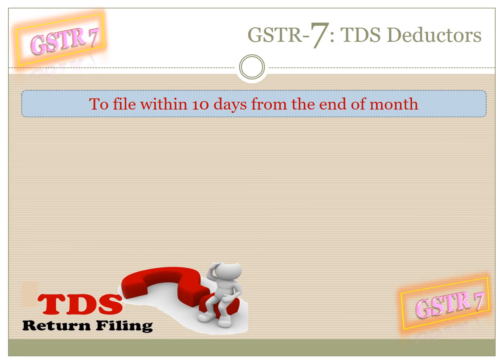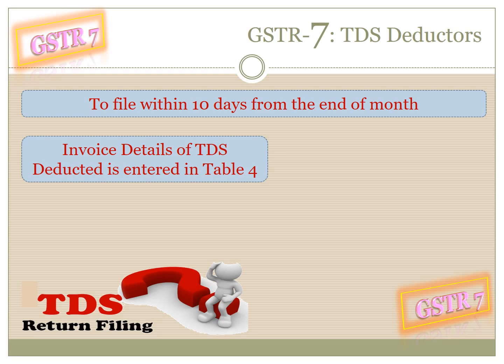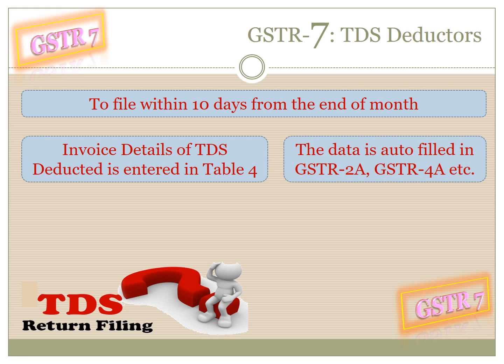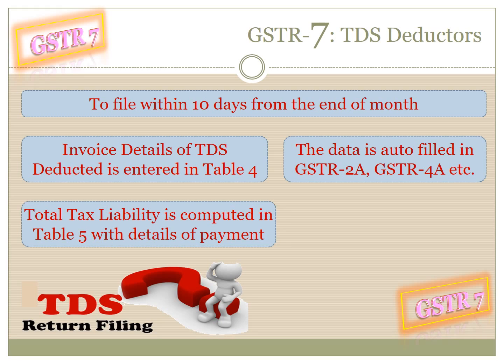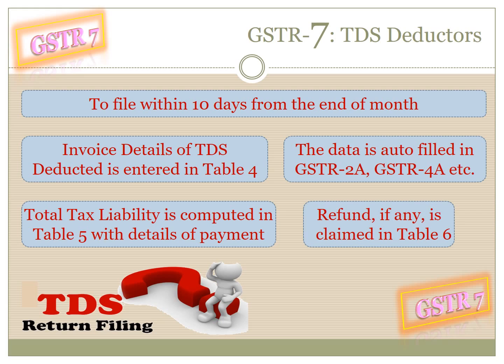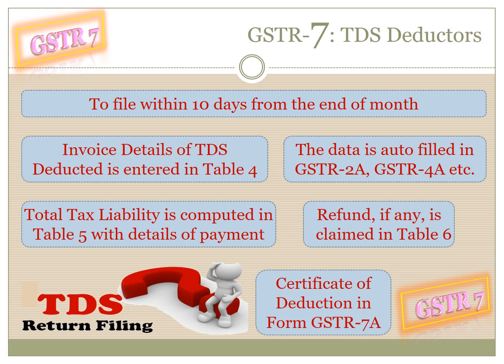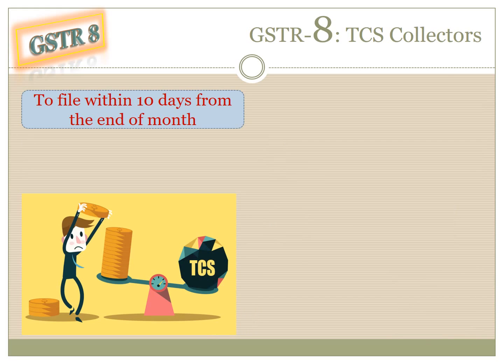Under Section 27, Subsection 5, a person liable to deduct tax at source has to file return in GSTR 7. Details of invoices on which tax has been deducted will be provided in Table 4. The data so submitted is auto-filled in GSTR 2A, 4A, etc. The total tax liability is computed in Table 5 with details of payment. Refund, if any, is claimed in Table 6. Certificate of deduction is issued electronically in Form GSTR 7A. TCS collected by e-commerce operators will be reported in GSTR 8 within 10 days from the end of the month.